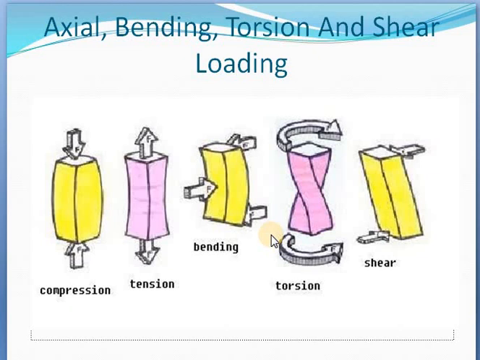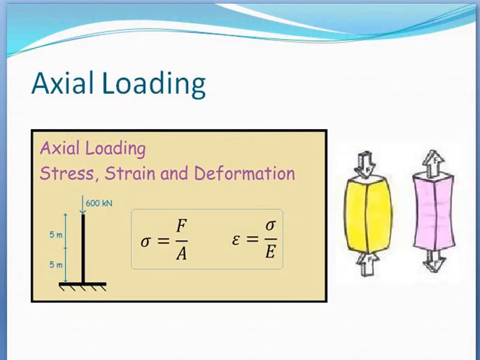Next, let us see the stresses induced in each of the members. In the axial loading, the loads are acting along the axis of the member. It may be a compressive load or a tensile load. The direct stress is calculated with the help of the equation: stress is equal to load divided by area. And strain is calculated with the help of the equation: stress divided by Young's modulus. So these are the equations used for calculating the stress and strain in the case of axial loading.